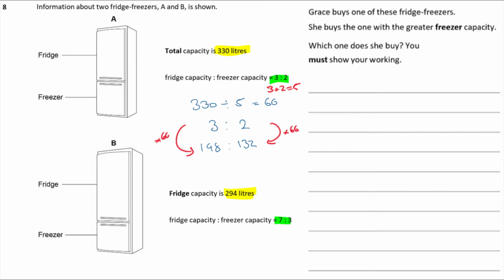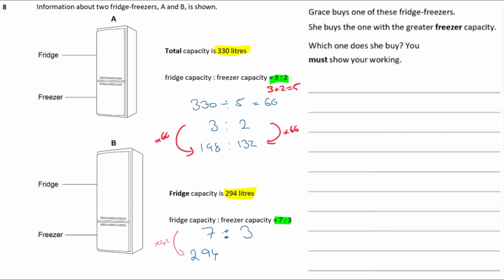So if I write the ratio of the fridge part to the freezer part as 7:3, we now know that the fridge capacity is 294. Okay, so what we need to know is how many times 7 goes into 294. So if I type into the calculator 294 divided by 7, I get the answer 42. So I'm scaling up this ratio by a factor of 42.